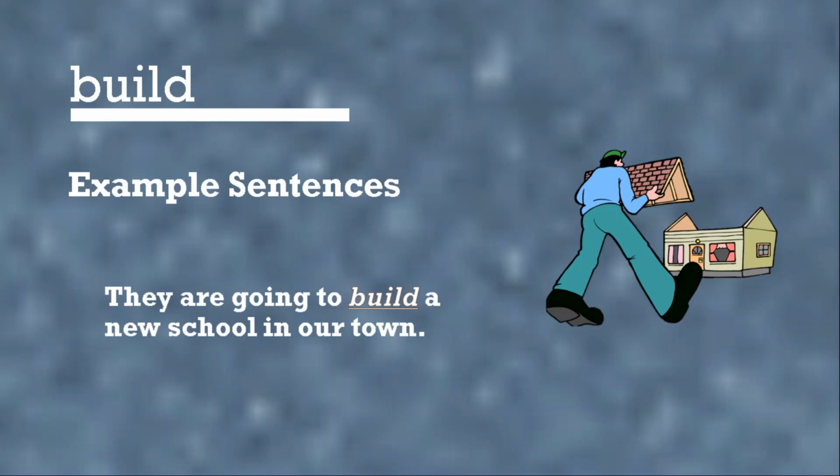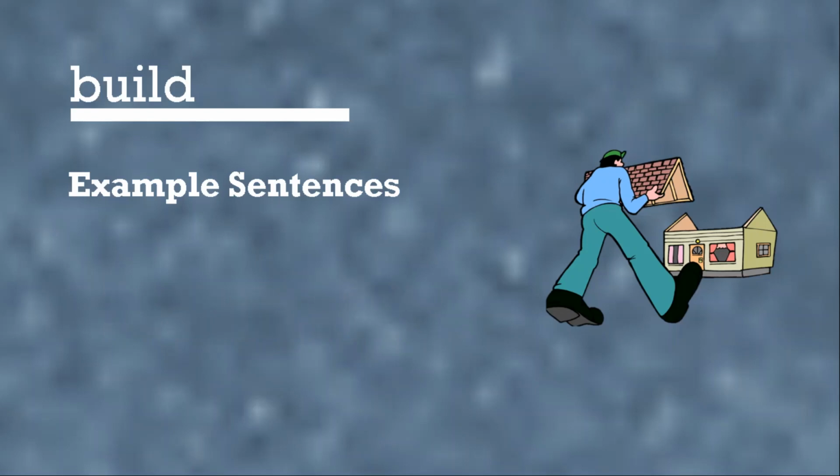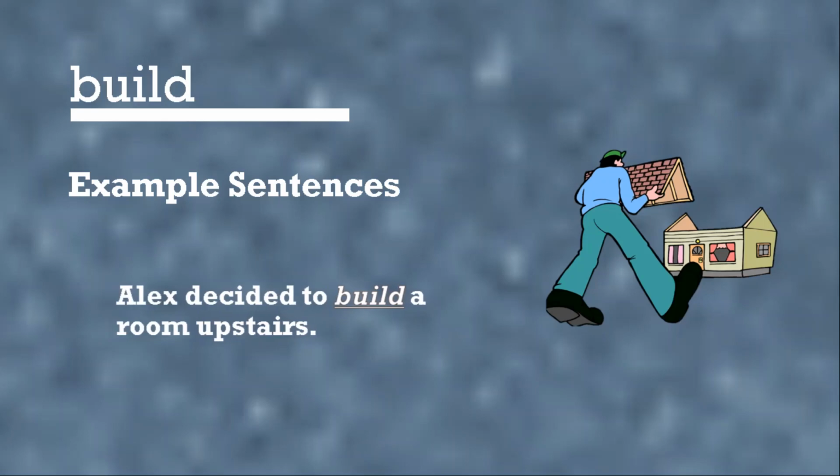Okay, the word in this sentence has been used in a type of context that is a verb. Okay, sentence number 2. Alex decided to build a room upstairs.